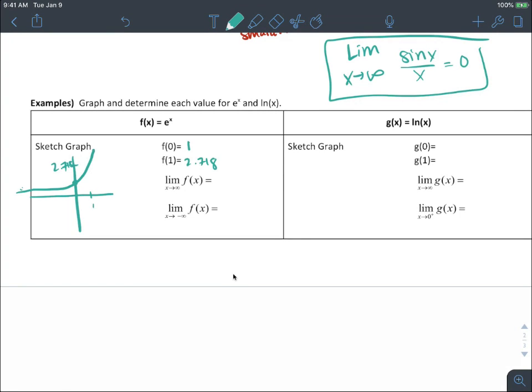As x goes to infinity of f of x, e to the infinity is going to go towards infinity. And on the negative infinity side, e to the negative infinity would be like, a negative exponent is like 1 over e to the infinity, which would give me 0.